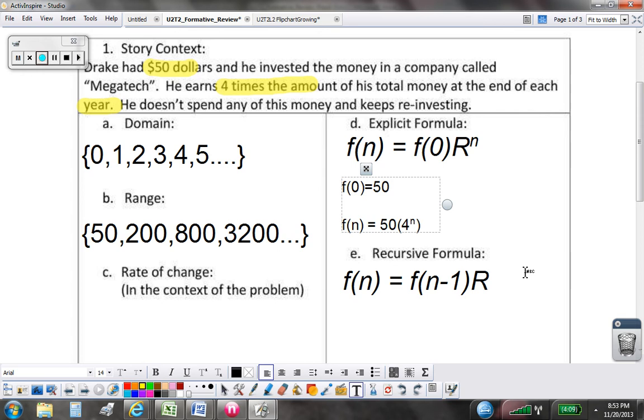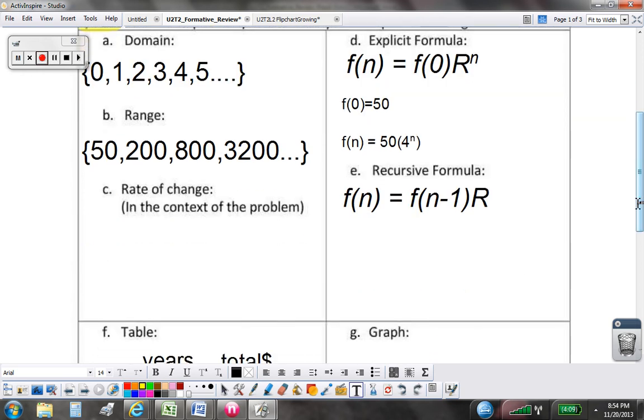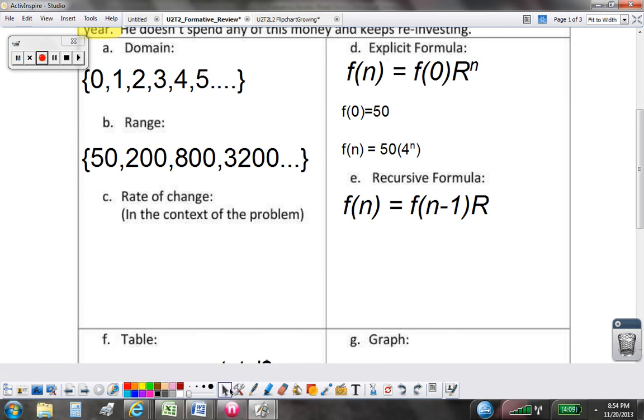Alright. There, done. There's your formula for the explicit, okay? I'm going to save some time by copying and pasting that down here.